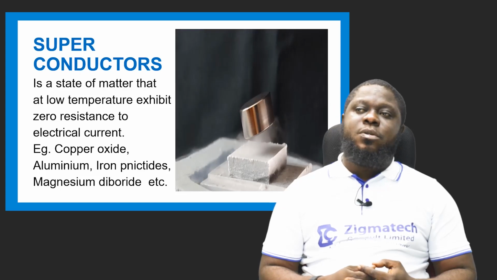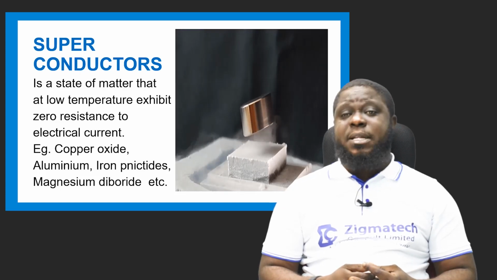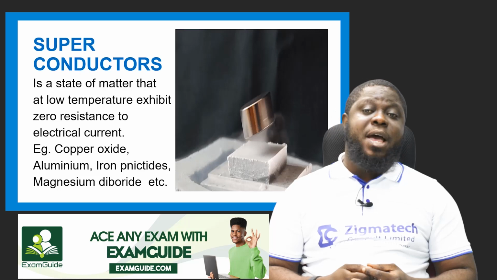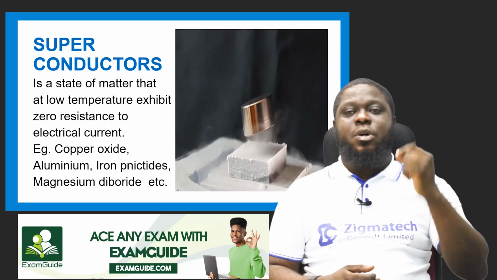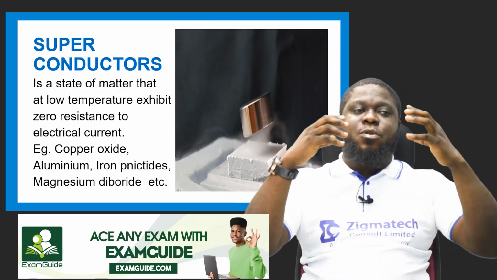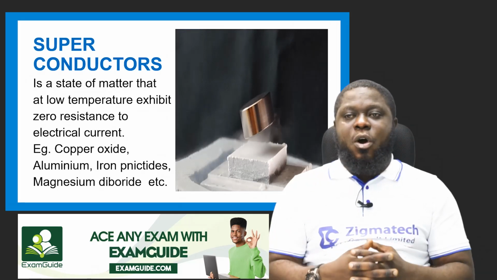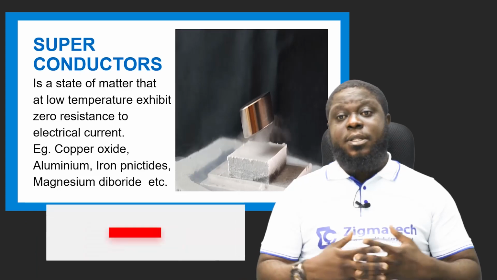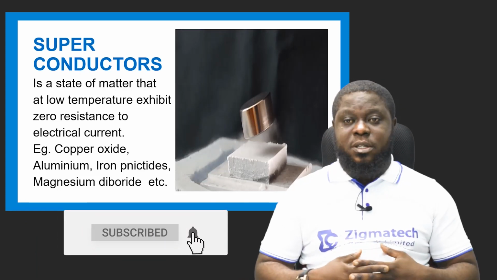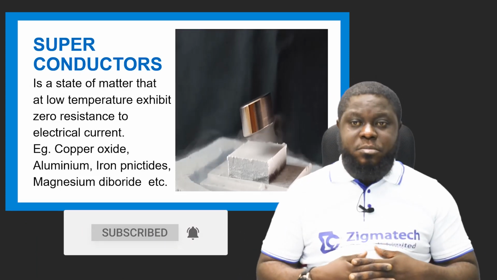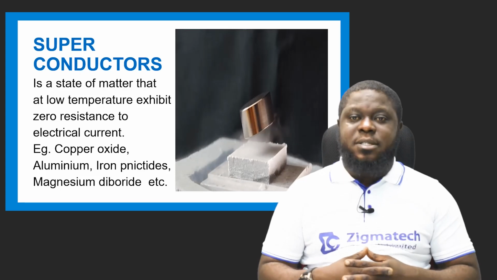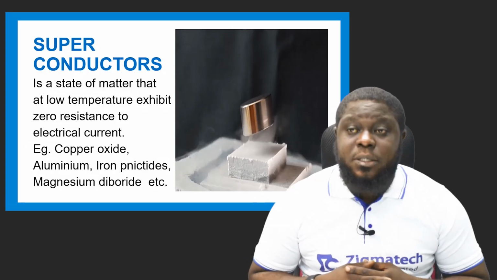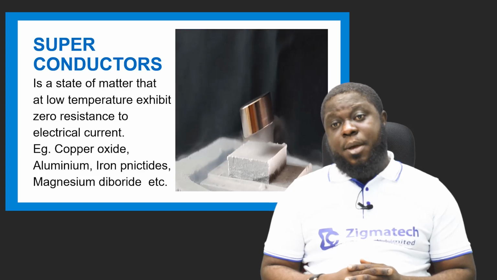Now, the superfluid is a state of matter that at low temperature exhibits zero resistance to electrical current. Every single metal at low temperature becomes a stronger solid. At low temperature, copper oxide is a solid. Aluminum, iron pnictides, and magnesium diborides are all solids at low temperature.